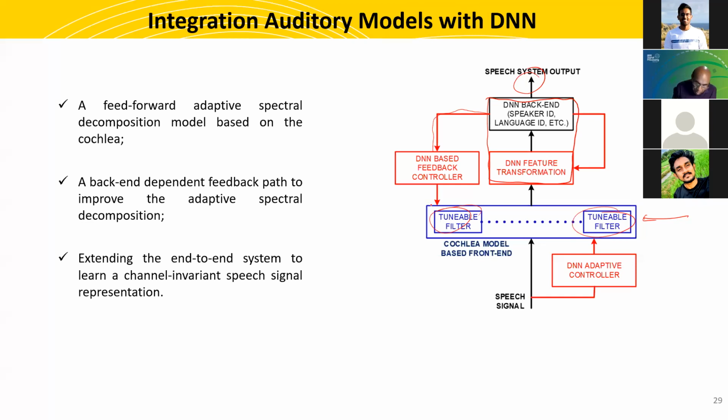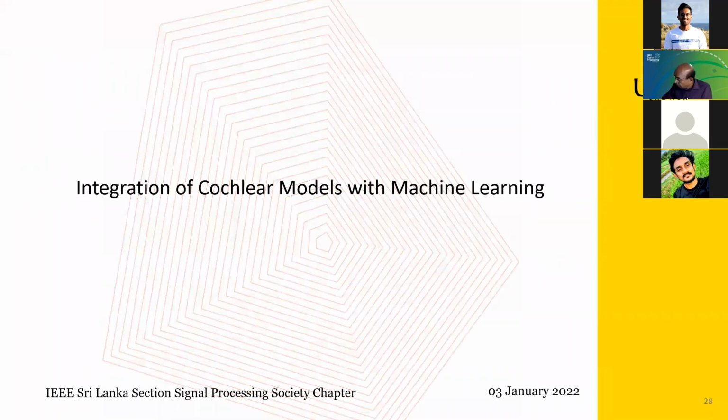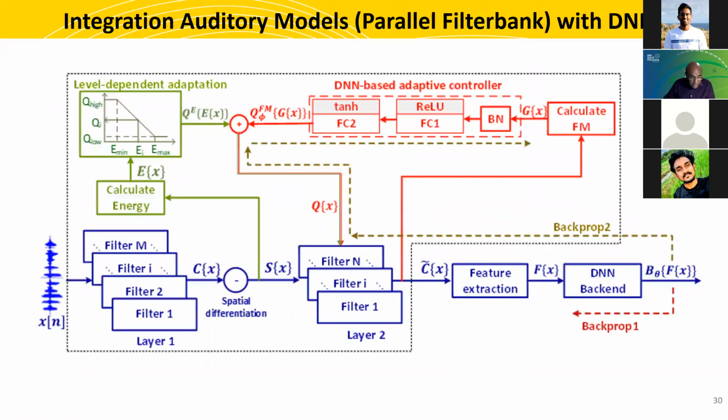So we could implement these filters also as part of your DNN, deep neural network, structure. One example that we have implemented, we didn't implement it for a cascaded filter because it's too early to do that. We need to learn it from the parallel filter first before we implement it. Here's one model that we have implemented, integrating auditory models, a parallel filter bank, with the DNN.